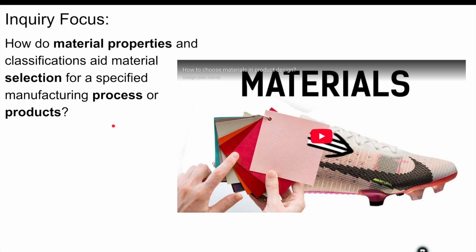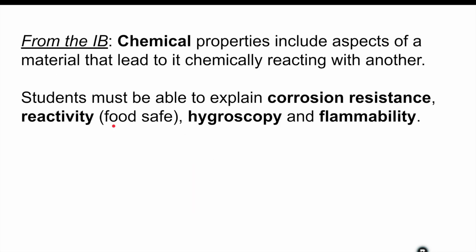Again, our inquiry focus is how do material properties and classifications aid material selection for a specified manufacturing process or products. The IB wants you to know that chemical properties include aspects of materials that lead to it chemically reacting with another. Students must be able to explain corrosion resistance, reactivity, hygroscopy, and flammability.